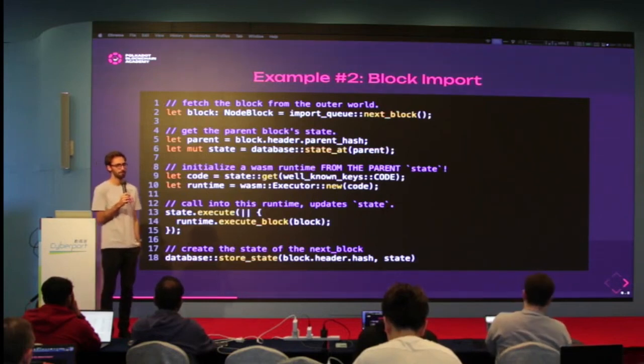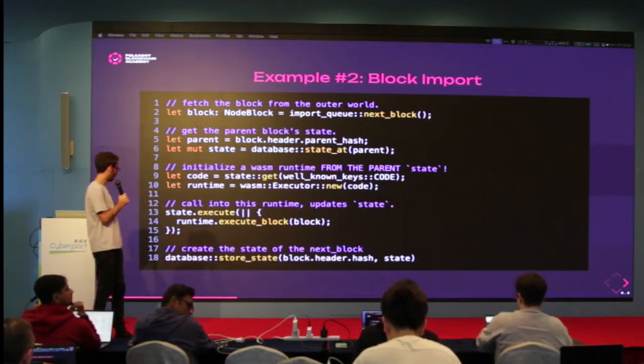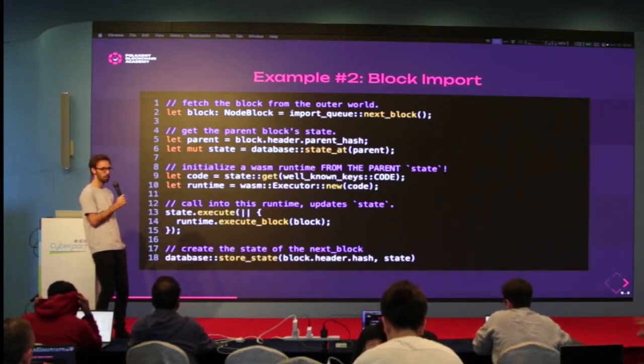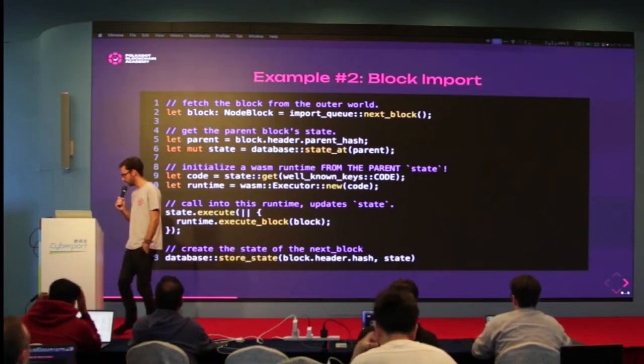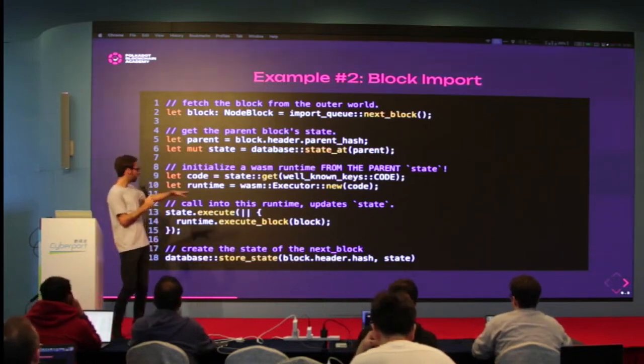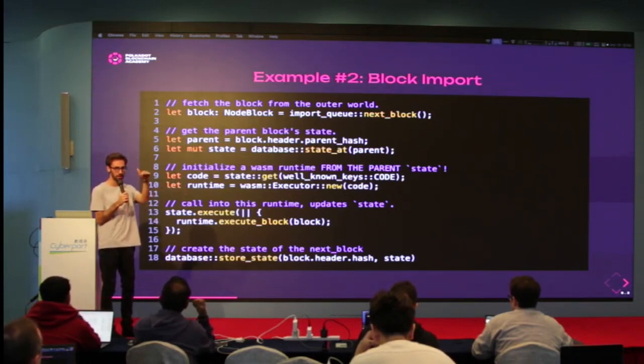Question. Somewhere between storing this new state, the state root is compared to the output of execute block? That's a very good question. What is the main thing that happens inside execute block? What does execute block do? Execute block will re-execute all the transactions in this block.